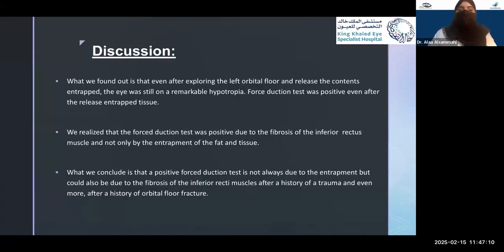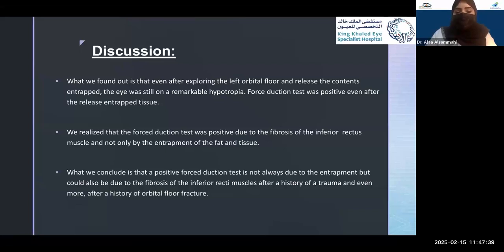Okay, so to discuss our case, we found out that even after exploring the left orbital floor and releasing the entrapped contents, the eye still had a remarkable hypertropia. So we did a forced duction test and it was positive even after the release of entrapped tissue. We realized that the forced duction test was positive due to fibrosis of the inferior rectus muscle and not only by the entrapped fat and tissue.